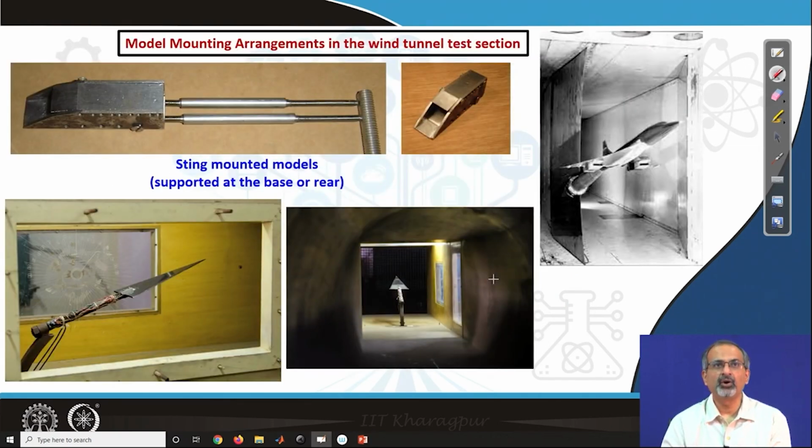Now a little bit on how to mount the models in the wind tunnel test section. For example, here you see a delta wing which is mounted by a rod-like structure coming from behind, in the rear part of the model. So this system is called a sting. So we have sting mounted models here. So the support of the model is through its base or rear region.